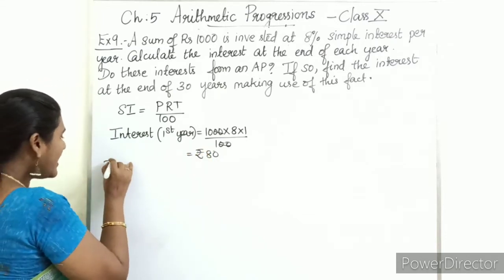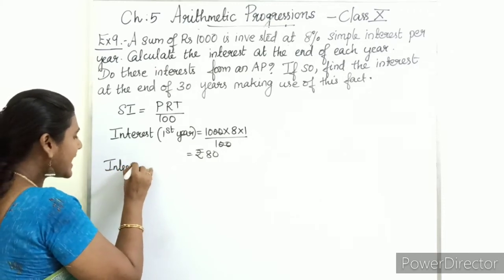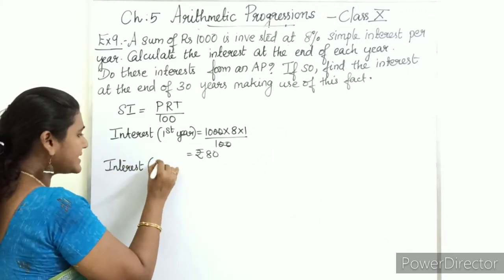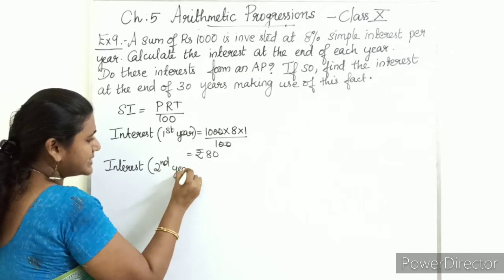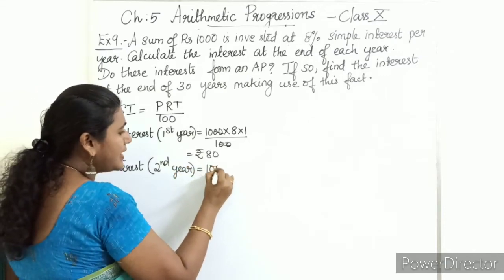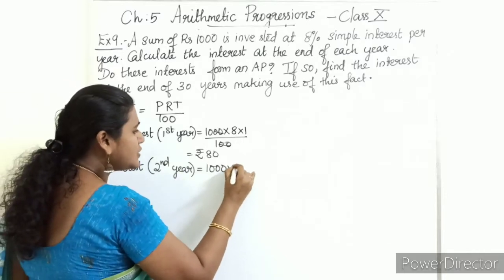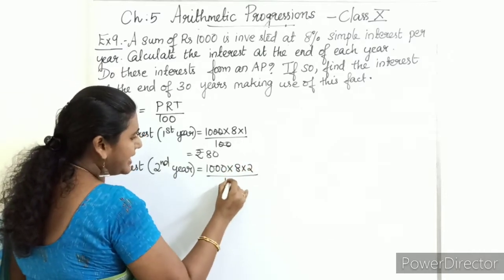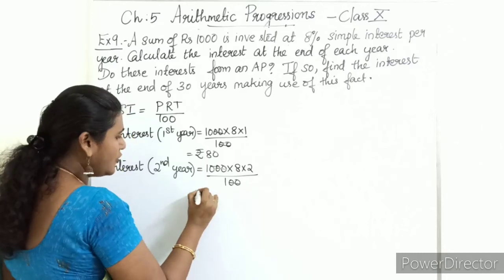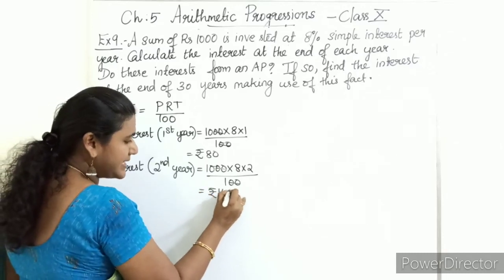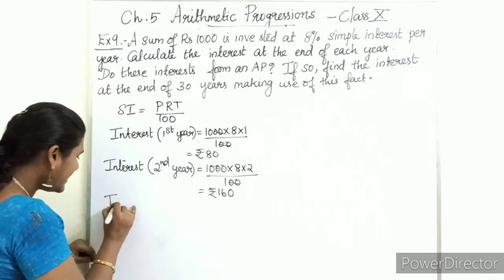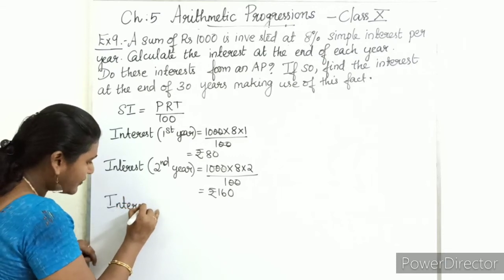Similarly, we will calculate the interest at the end of the second year. In the formula, in place of T we put 2. So 1000 into 8 into 2 by 100. When you simplify, you will get ₹160. Similarly, we will calculate the interest at the end of the third year.